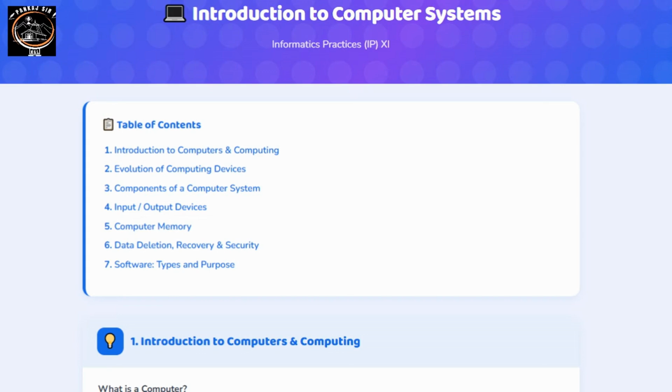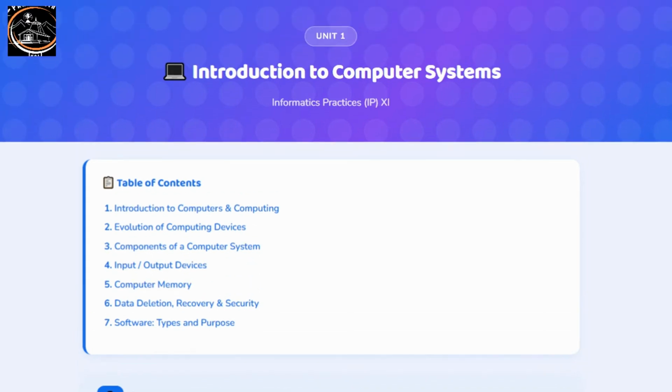Good evening, students. Today we are going to start the chapter Introduction to the Computer System, Unit 1, Informatics Practices, and this is useful for the computer science students as well. Table of contents: Introduction to Computers and Computing. And these are the topics, so jump on that.